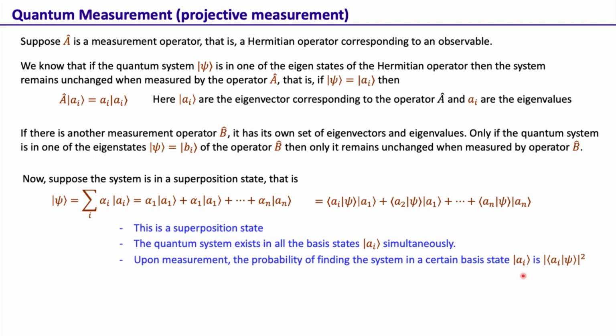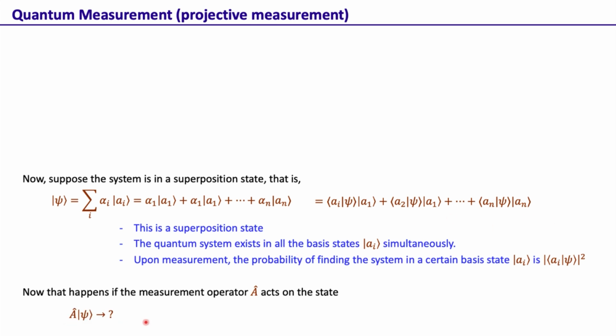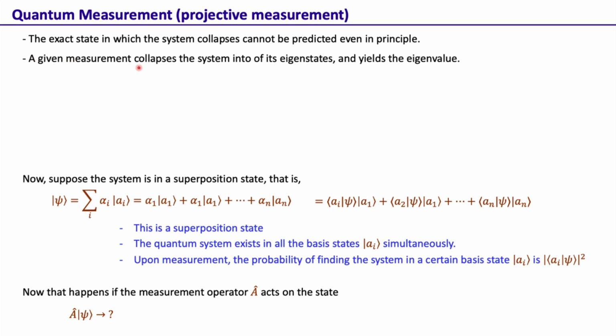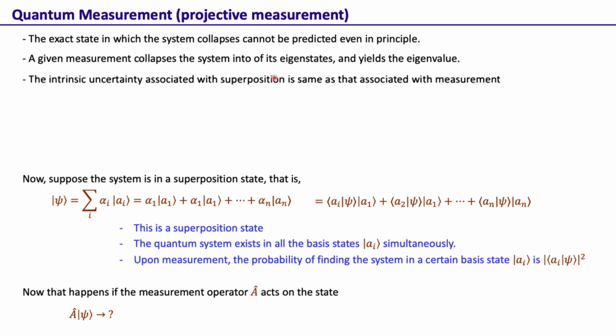This we already know. Now, what happens if the measurement operator A acts on this state, which is not an eigenket but a superposition state? We know the system will collapse, but the exact state in which the system collapses upon this measurement cannot be predicted even in principle. A given measurement collapses the system into one of its eigenstates and yields the eigenvalue. And the intrinsic uncertainty associated with superposition is the same as that associated with the measurement. What I mean is, we write the state as a superposition.